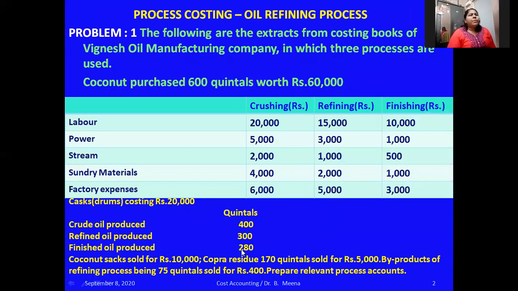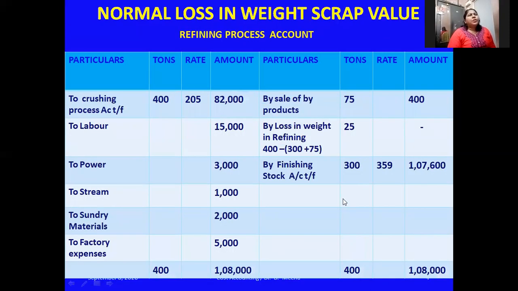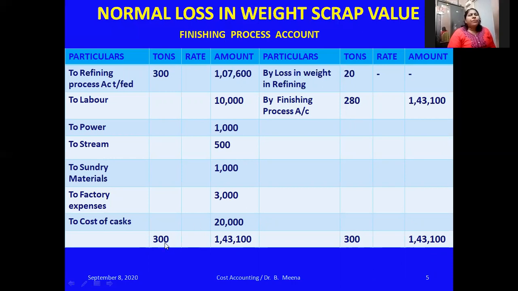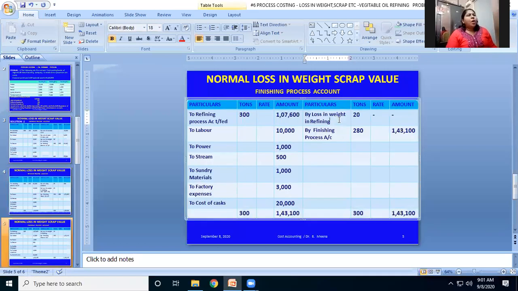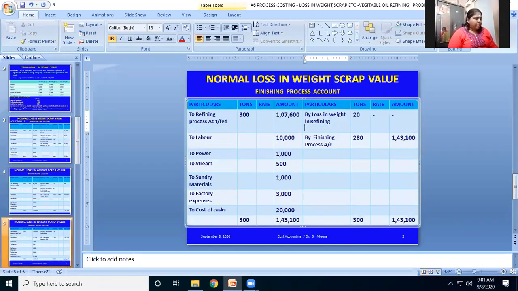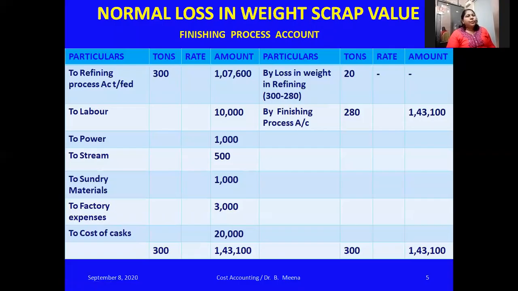Look at that problem. What is the output for the last process? 280, right? So the last process output is 280. That's what I mentioned over here, 280. So out of 300 input, I got the output as 280, which means what is the loss in weight? 20. Can you understand? So this loss in weight is 20. Have an understanding that 300 minus 280 is the thing we need to compare to find out the loss in weight as per this process.